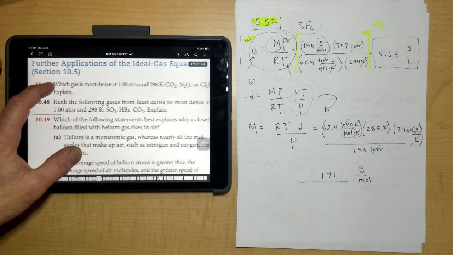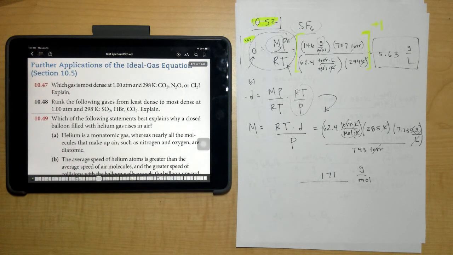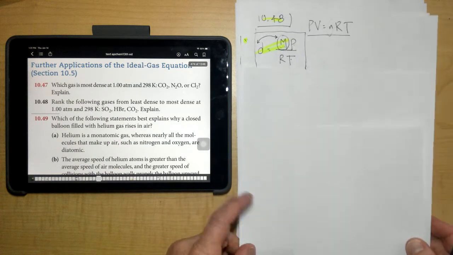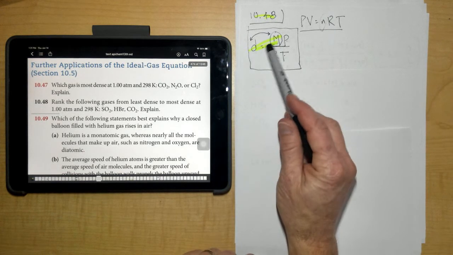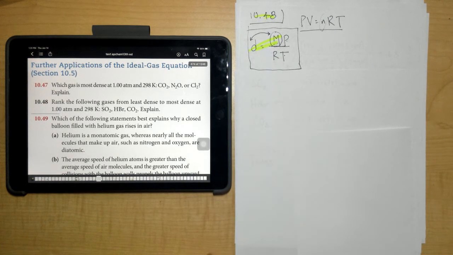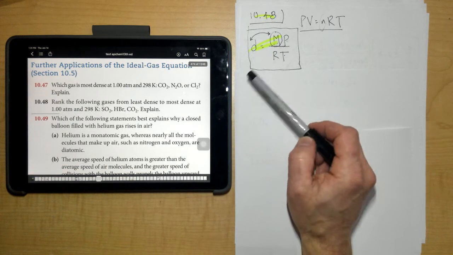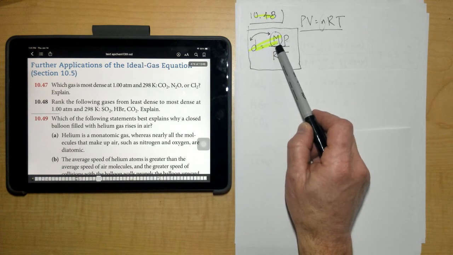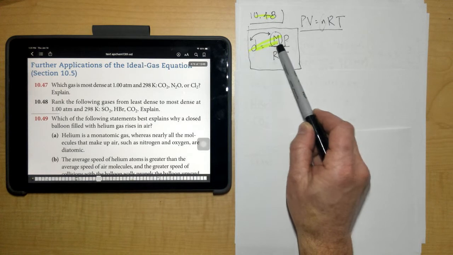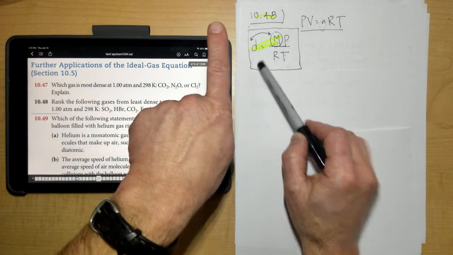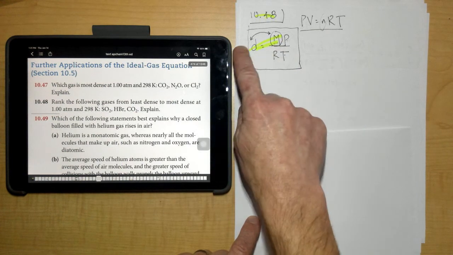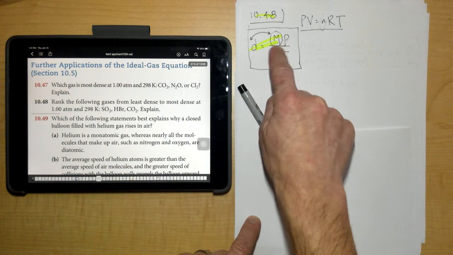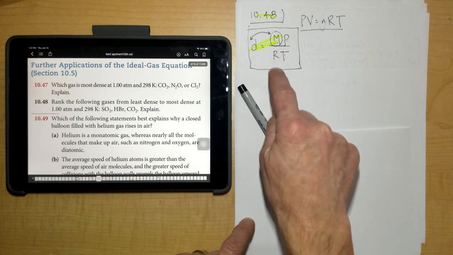Next problem is number 48. And this one says, rank the following gases from least dense to most dense at 1 atmosphere of pressure. And so once again, you need the density equation. And you can see that density and molar mass are directly proportional to one another, meaning that if one goes up, the other one goes up. So if molar mass gets larger, the density gets larger because they're on top of the fraction over here.